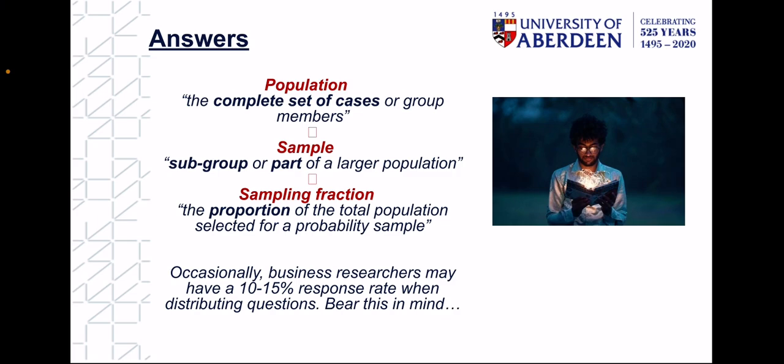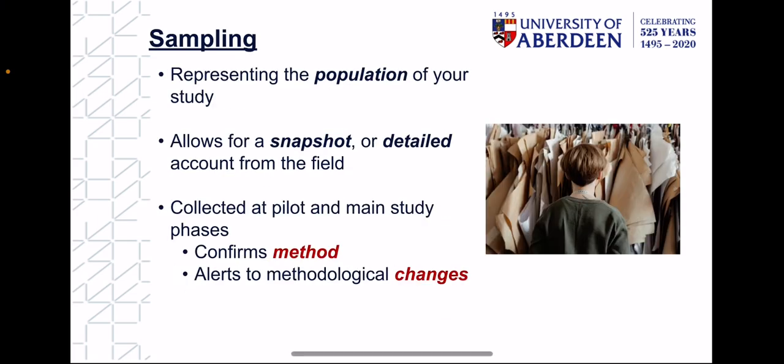So in summary, it is the proportion of the total population selected from a probability sample. Okay, so that answers the quiz questions. So where do we go from here? Let's move on to the next slide.